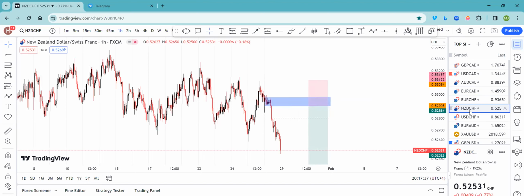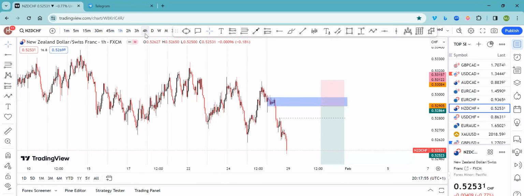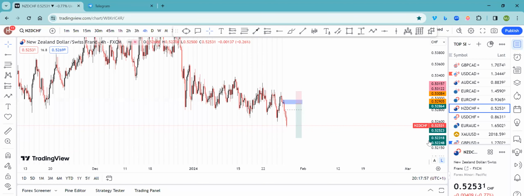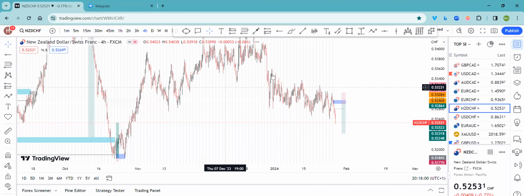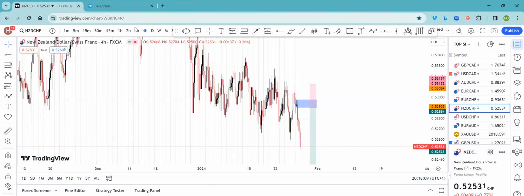Then our other pair that we have our eyes on is NZD Chef. You see, Chef pairs are also making sense, very well, with what I'm actually seeing. If you look at this NZD Chef, from a higher time frame, you can see that the market is very strong bearish to the downside. So we're expecting more sells on this NZD Chef.